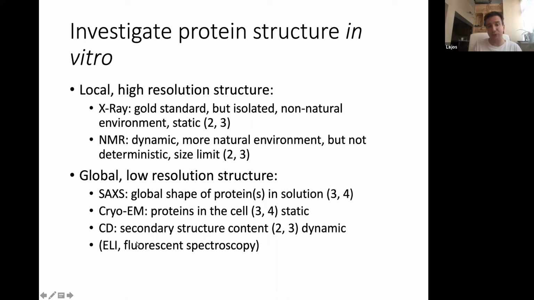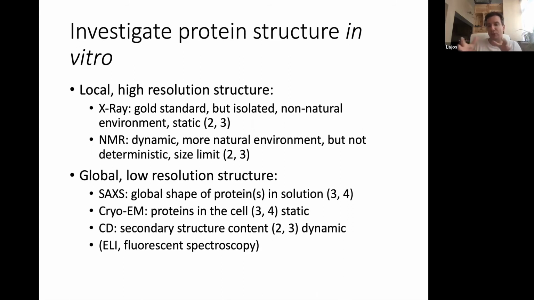Also, a quite often used method is circular dichroism. I think it is pronounced like this, where you basically use the different light scattering properties of the alpha helix and beta sheets. So this is not a good method to identify all the different parts of a protein structure, but it is good if you want to have a picture about the alpha helix content, for example.